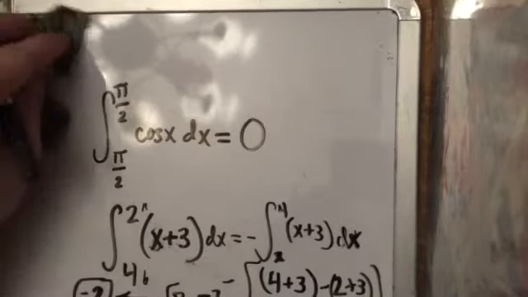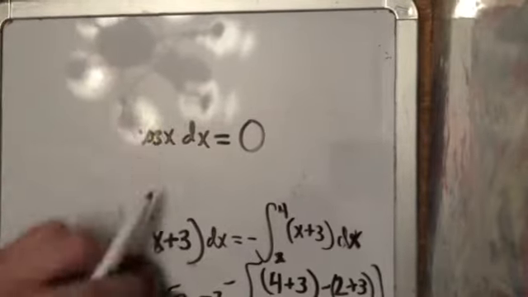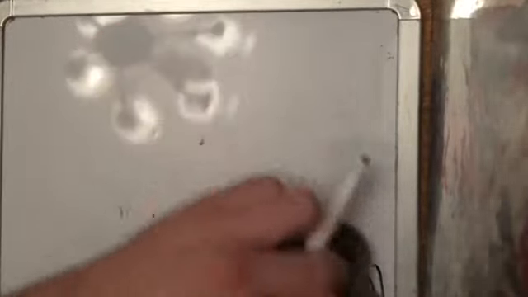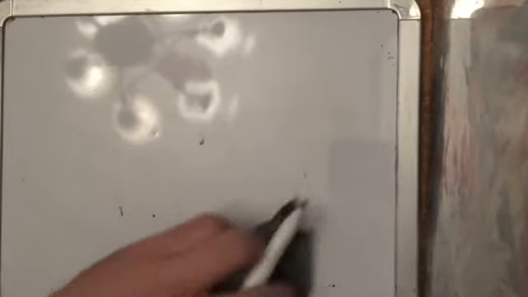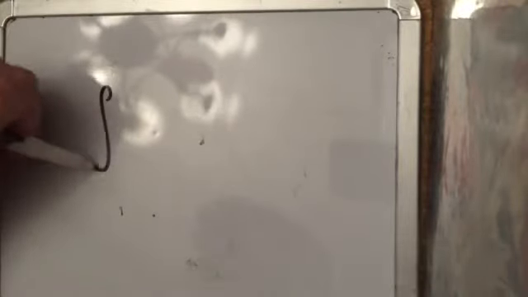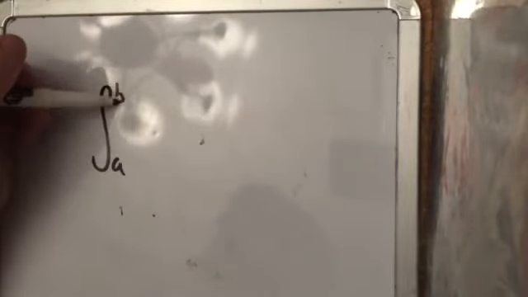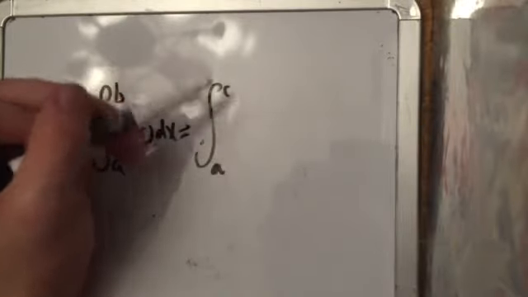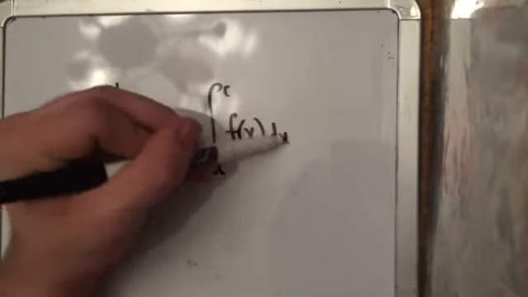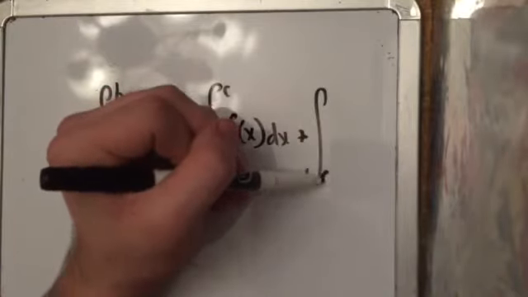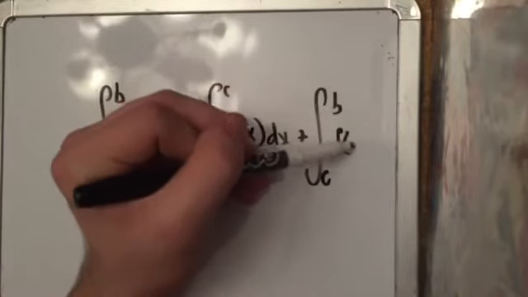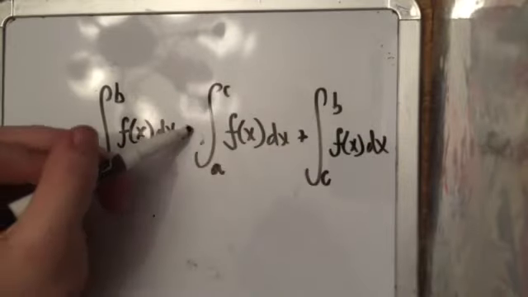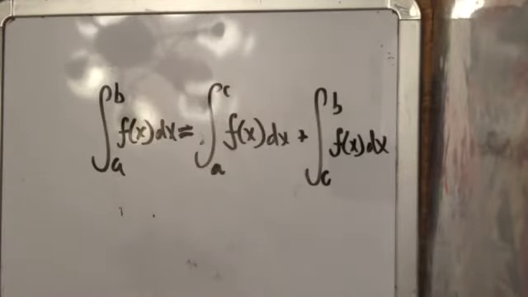So it's very important to remember those properties. And in addition to that, there's also the additive property, being the integral from a to b of f of x dx equals the integral from a to c of f of x dx plus the integral from c to b of f of x dx. And you can use this in any problem.